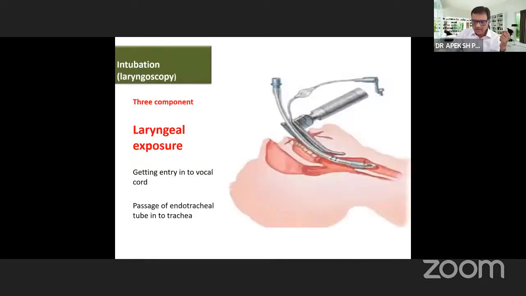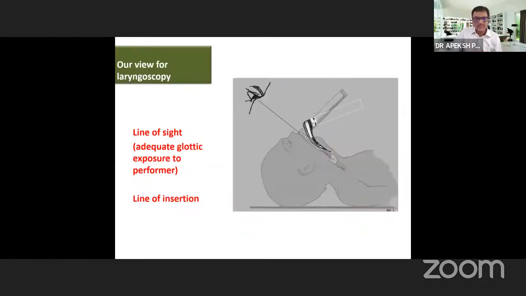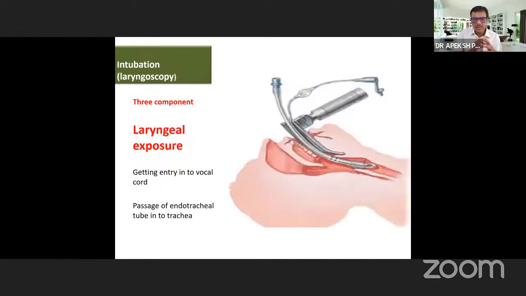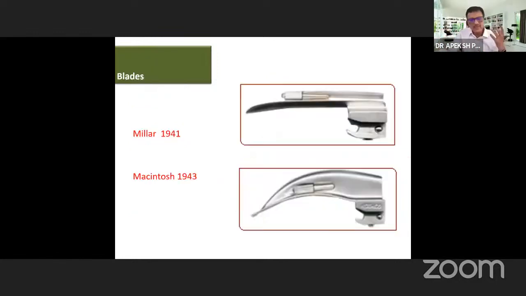So what do we do laryngoscopy for? We create a direct line of sight and a passage for the endotracheal tube to facilitate intubation. That's the purpose of doing laryngoscopy. And it has three components. First, we need to expose the larynx. Second, we have to make the entry into the vocal cords. And third, we have to make the passage for the endotracheal tube. So let's start with the first part, laryngeal exposure.